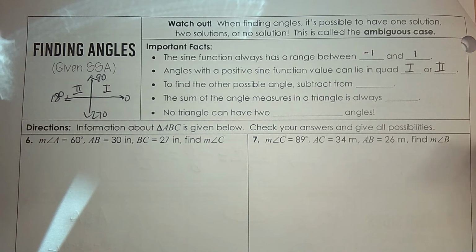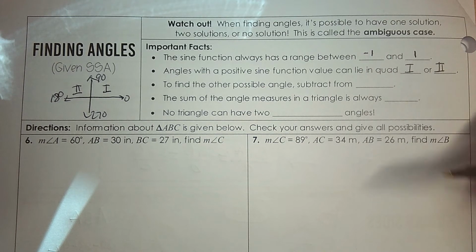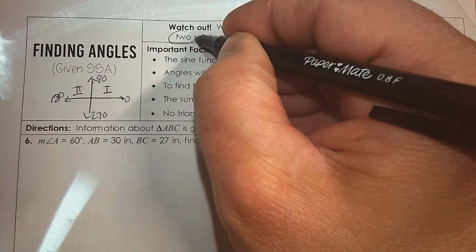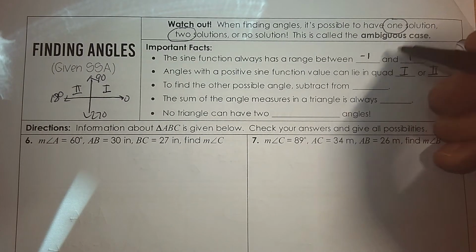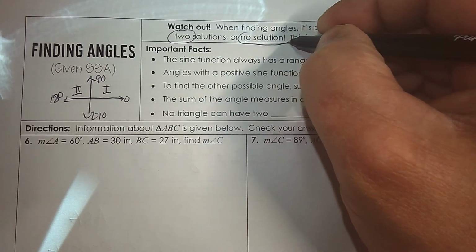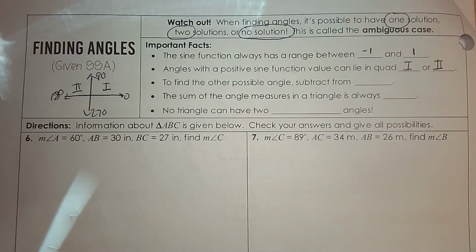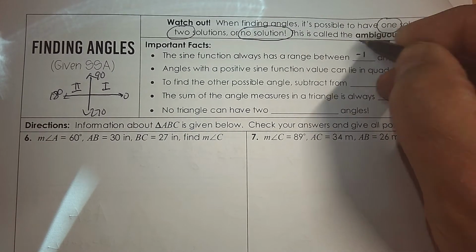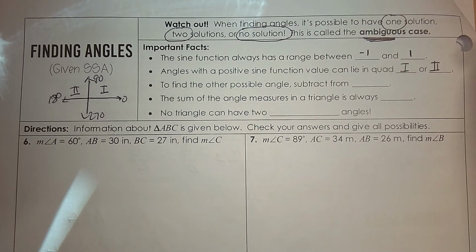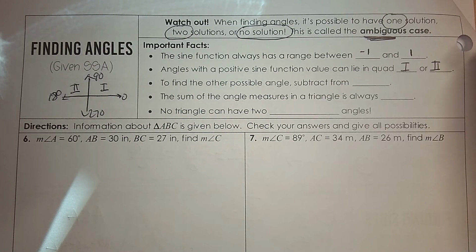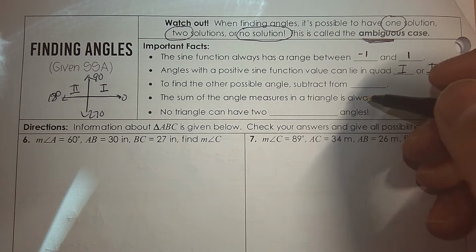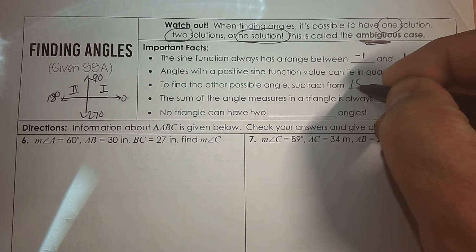When using the law of sines to find a missing angle, it's possible to have one solution, it's possible to have two possible triangles, or it's possible that there is no possible triangle with the given information that you could make. That's why this is called ambiguous. Ambiguous means you don't know. So, we're going to work through this, but to find the other possible angle that it could be, you have to subtract from 180.